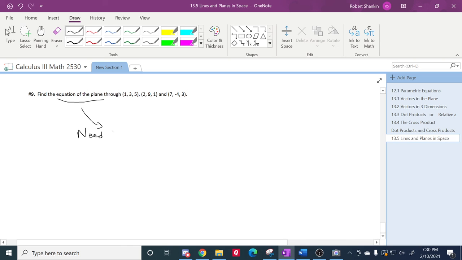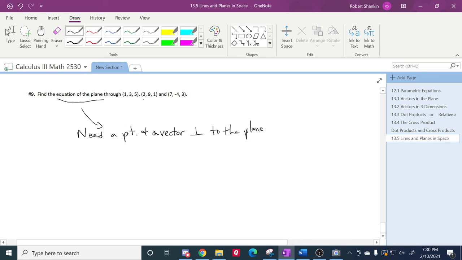When we talked about earlier how you need a point and a vector perpendicular to the plane. Point and a vector perpendicular to the plane. Now, we have 3 candidates for the point.